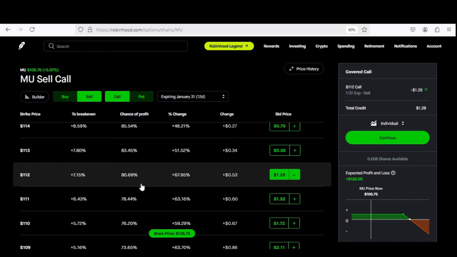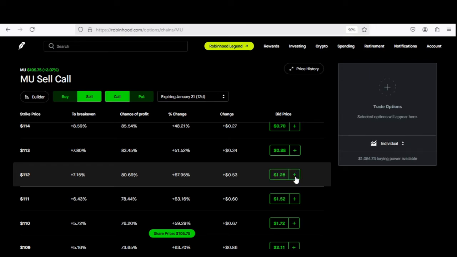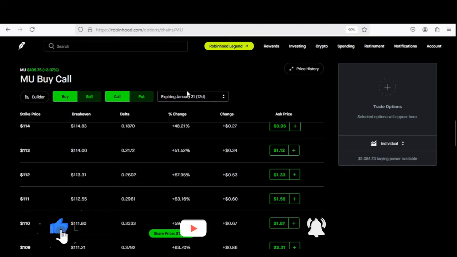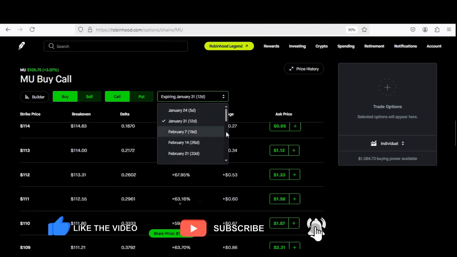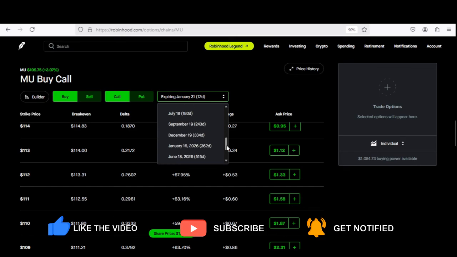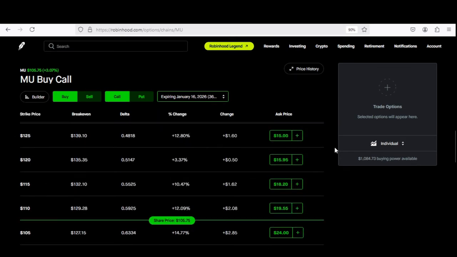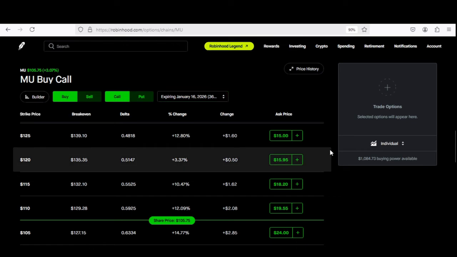Now, we're going to get into one of my most favorite option strategies there is, and I'm going to show you how I use the chance of profitability to always keep winning. So we're going to go to buy, and we're going to go to call, and we're going to select a strike date. The strike date we're going to be using for this is going to be January 16, 2026.